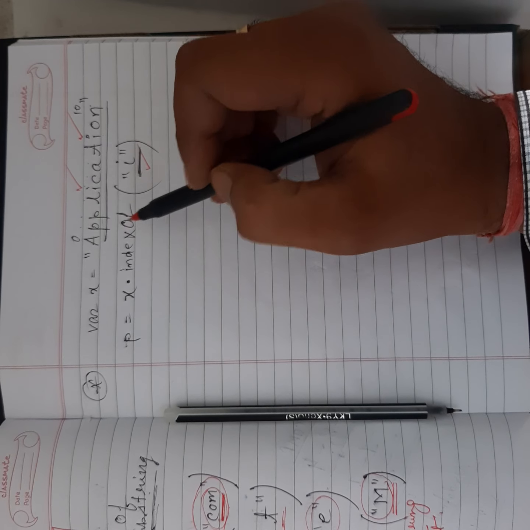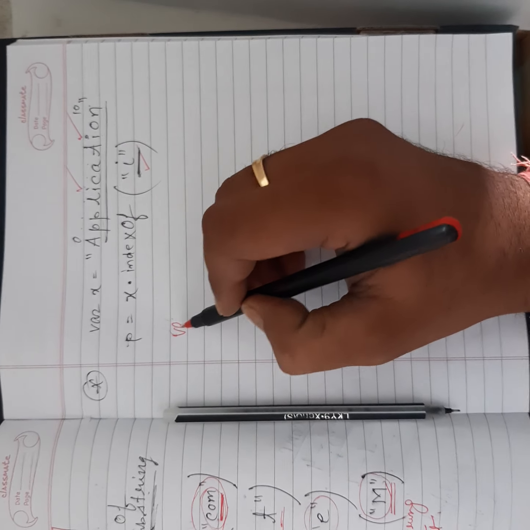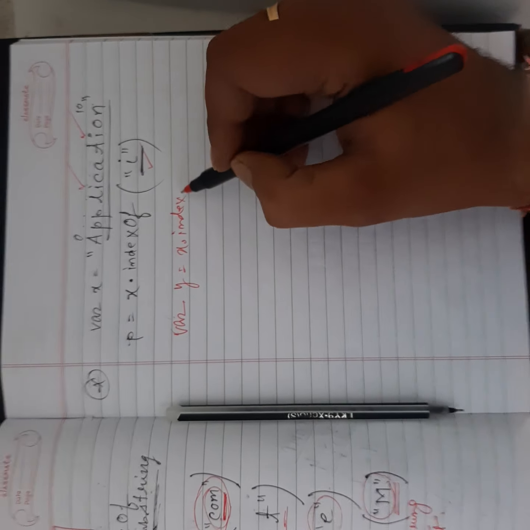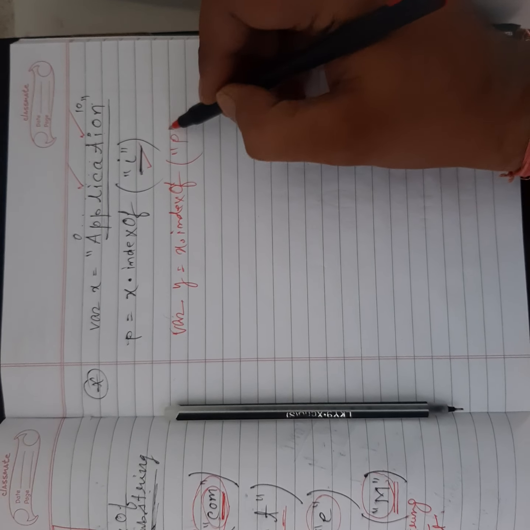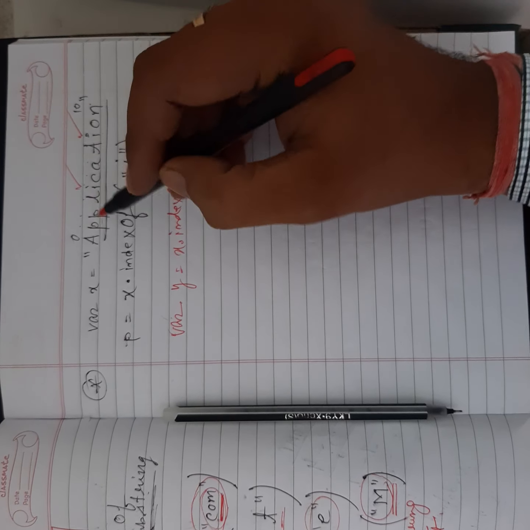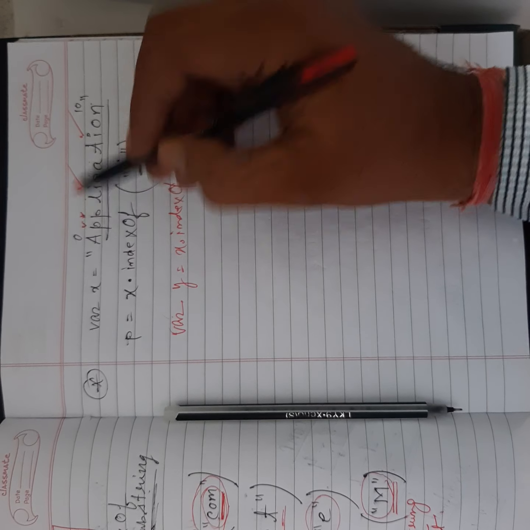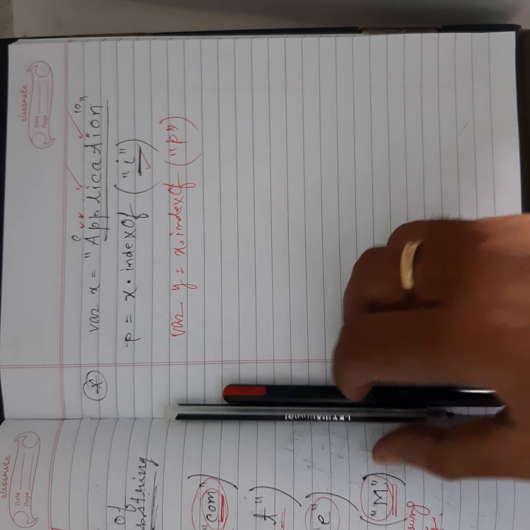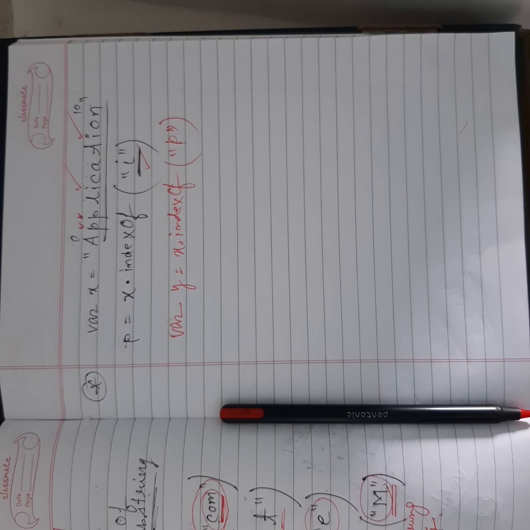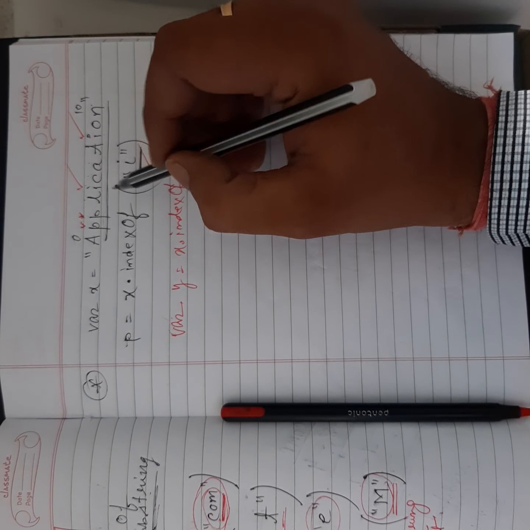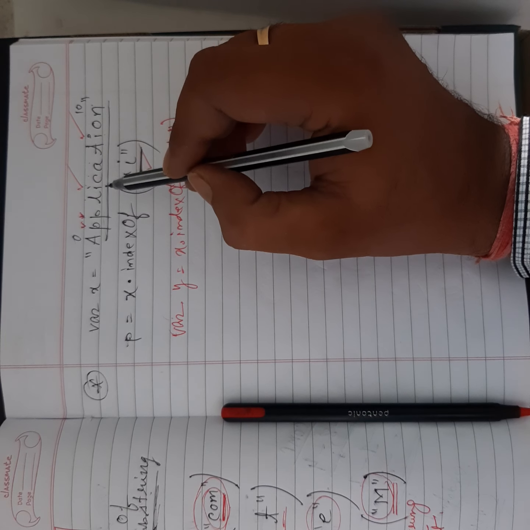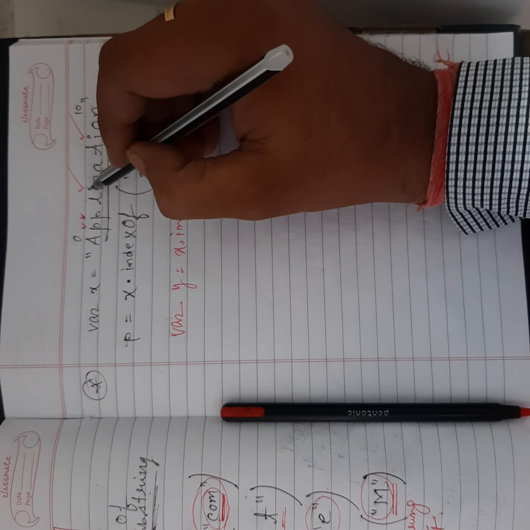Another example: y equals x dot indexOf p, the small letter p. Here also we can see p is present 2 times. So what will be the value in cases where the letter is present multiple times? We have to write the first index, meaning where this letter is present for the first time.